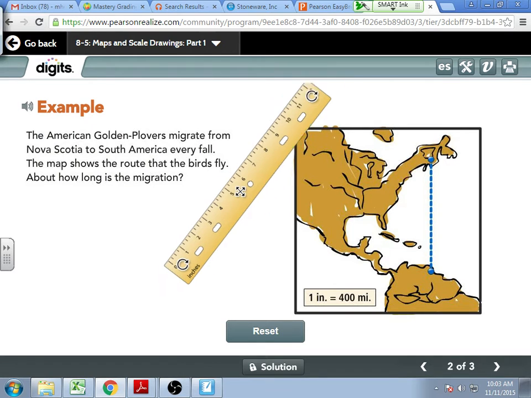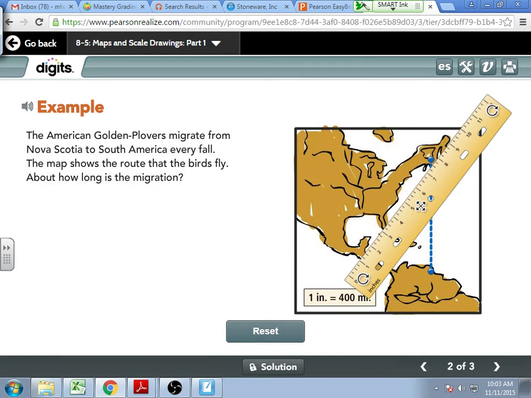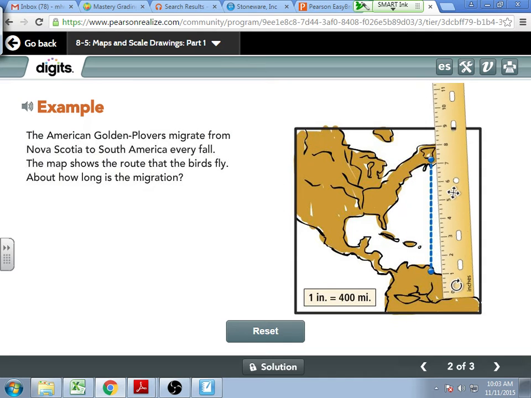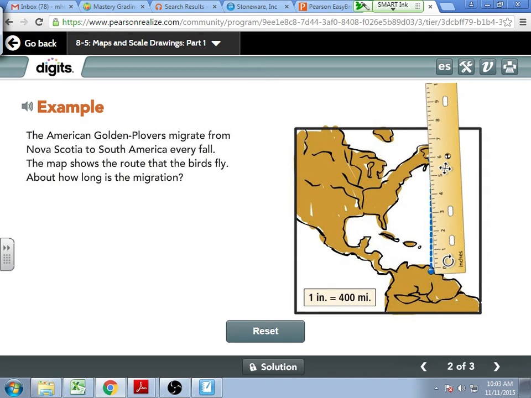So if we drag this over, and I forget if I moved it on your paper. No, I didn't. To show this, when we drag this over and we rotate and we figure out how far it actually is, I want to line up my 0 inches.